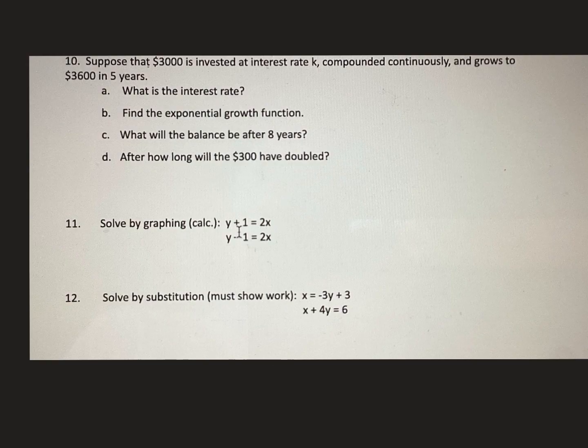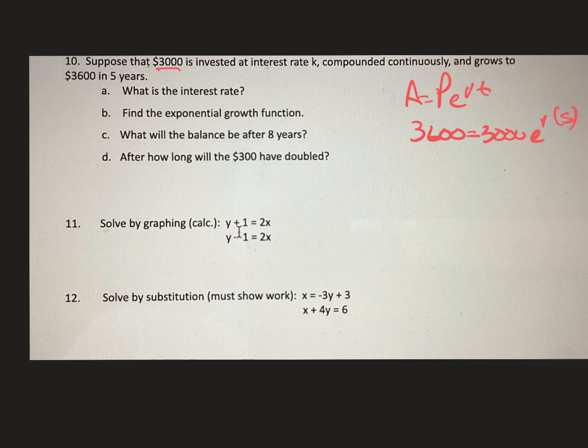Number 10, suppose that 3,000 is invested at interest rate k, compounded continuously. Okay, what is the interest rate? First of all, if it's compounded continuously, that means it's PERT. So I'm doing A equals P e to the rt. Part A is asking me for the interest rate. It says they invested 3,000, that's the P. It grows to 3,600 in 5 years. So I have 3,600 equals 3,000 e to the rate I don't know, but the time it took is 5 years.